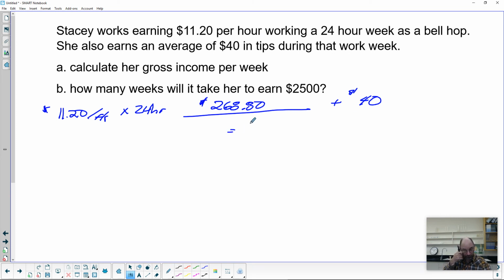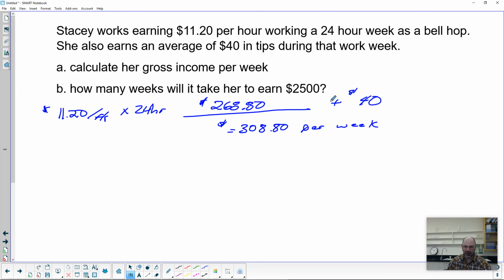And we have to add 40 to it. So if we add 40 onto that, you're getting $308.80 per work week. That's our first question. Calculate her gross per week, $308.80.